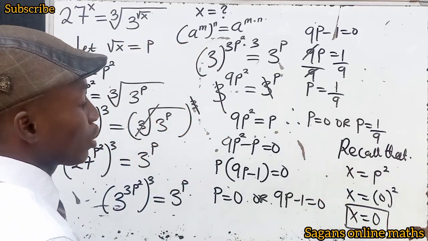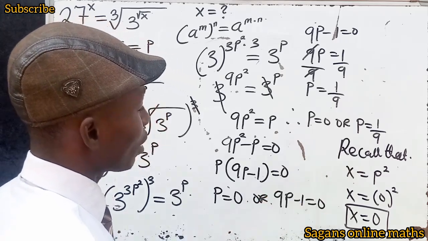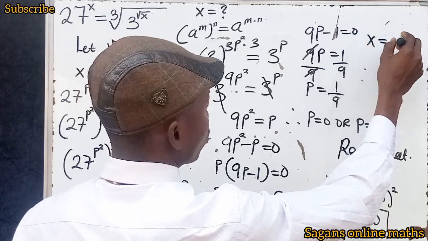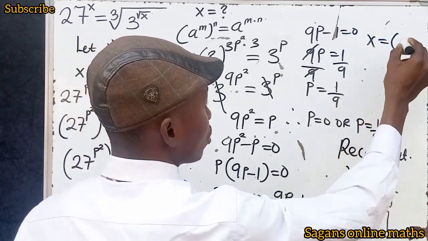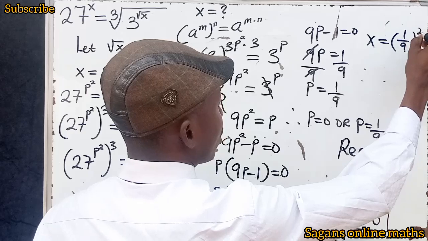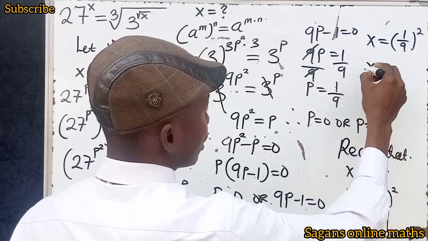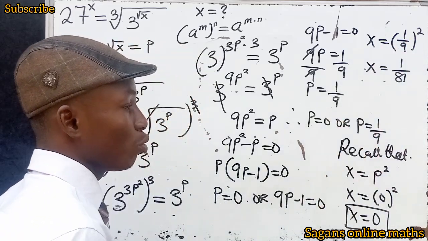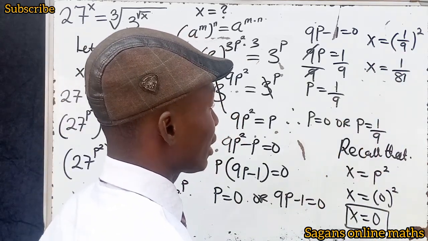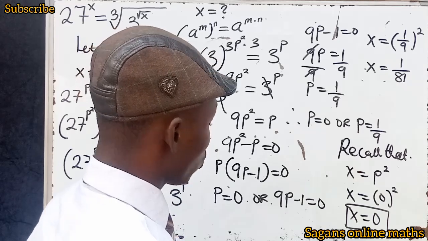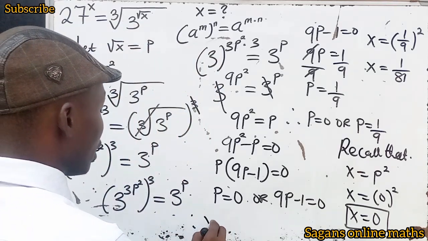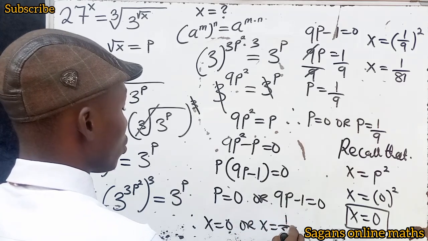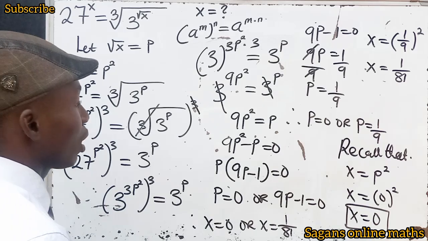So we can also find the value of s when p is equal to 1 over 9. That means our s will be equal to 1 over 9, squared, because s is p squared. So that means s is equal to 1 over 81, because 1 to the power of 1 simply means 1 times 1, which is 1, and 9 to the power of 2 simply means 9 times 9, which is 81. So you can say that s is equal to 0, or s is equal to 1 over 81. And this is the value of s to this particular problem.